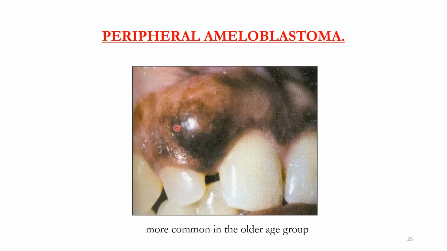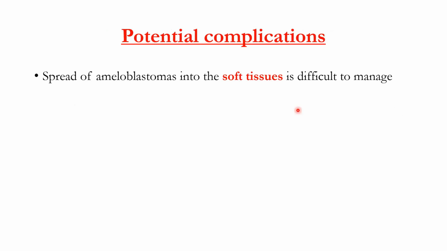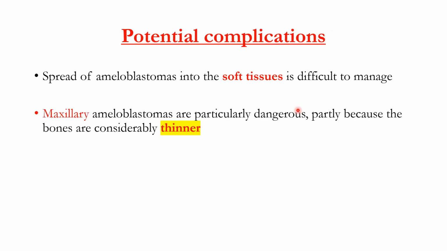Peripheral ameloblastoma is seen on the soft tissue, and this is more common in the older age group. Some of the potential complications are the spread of ameloblastoma into the soft tissue. This is especially in case of maxillary tumors because the bone is quite thinner around it. It's not like the mandible where we have very thick compact bones. So the spread to the orbit and cranium and brain is very easy when it is in case of maxilla. So we have to be very careful about it.